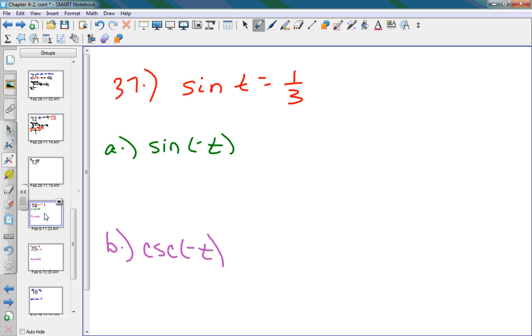Next set of instructions. Use the value of the trigonometric function to evaluate the indicated functions. They tell you that the sine at t is 1/3. Now, is sine even or odd?